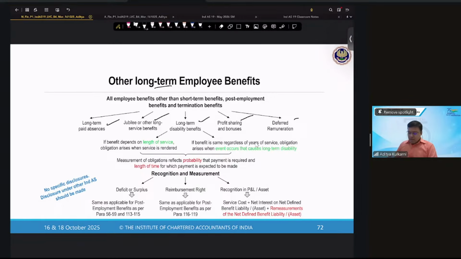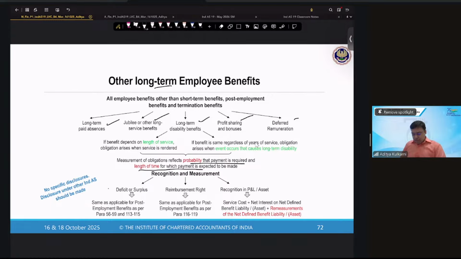So the benefit, again, you will have to measure the obligation based on the probability that payment is required and the length of time for which payment is expected to be made. Something like what we have already seen in post-employment benefits. Will the employee be there? Will he be stable? Will he continue? Will he leave? What will be his salary? All those estimates will come here also.